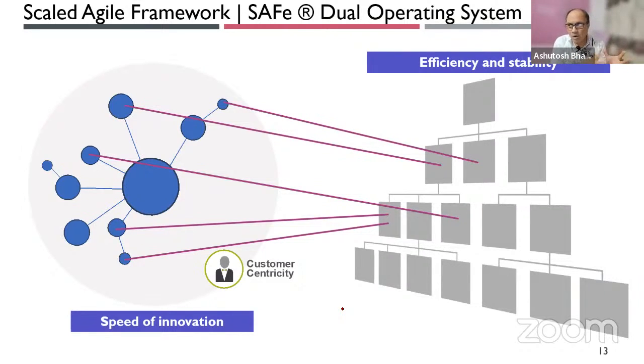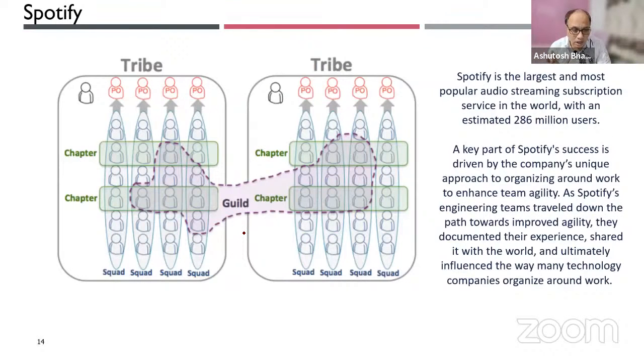At the same time, my organization hierarchy provides me that stability and efficiency. So that's another way of looking at a scaled agile framework, or a SAFe model, or a SAFe framework. The next important way of working, and I'm again repeating, it's a way of working. It is not a model.